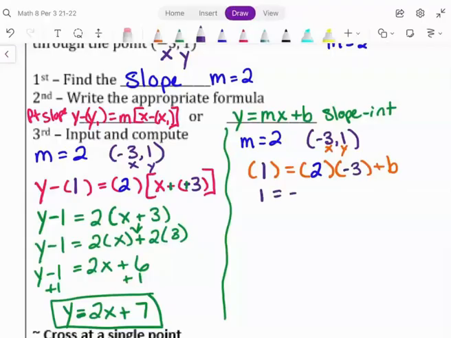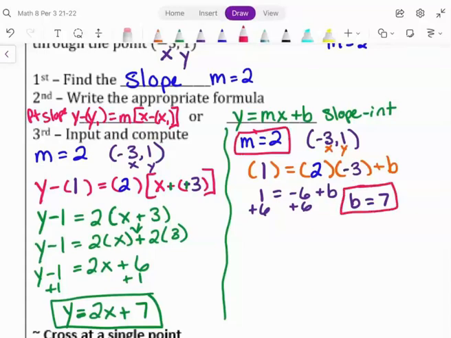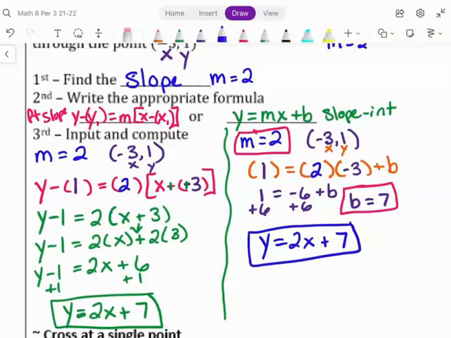So I have 1 equals negative 6 plus b. Add 6 to both sides, and you get b equals 7. So now you have your m and you have your b. So you can go plug it in as y equals 2x plus 7. Did I get the same thing? Yep, I did indeed. All is well. Okay.